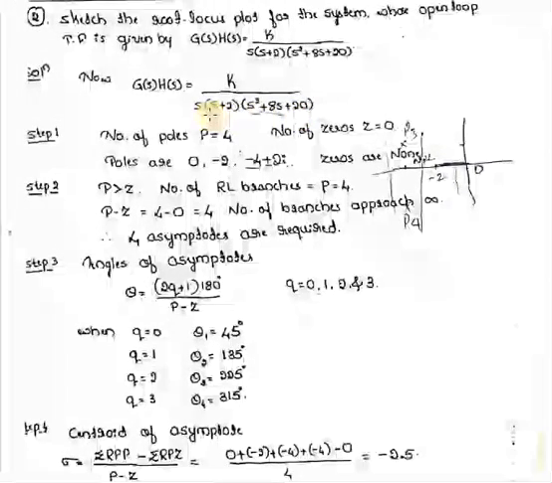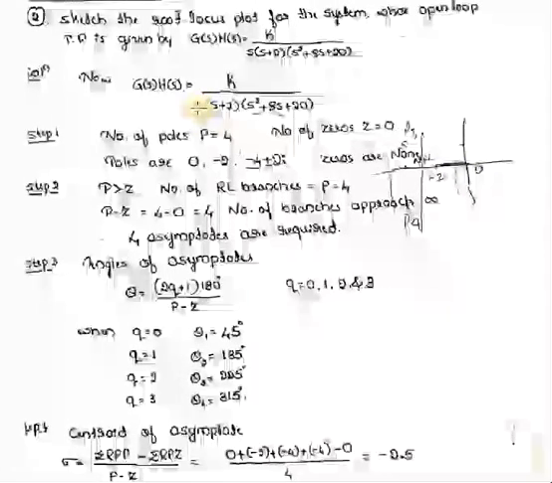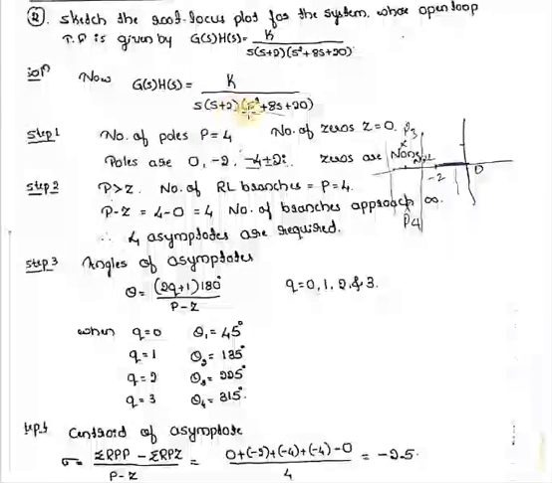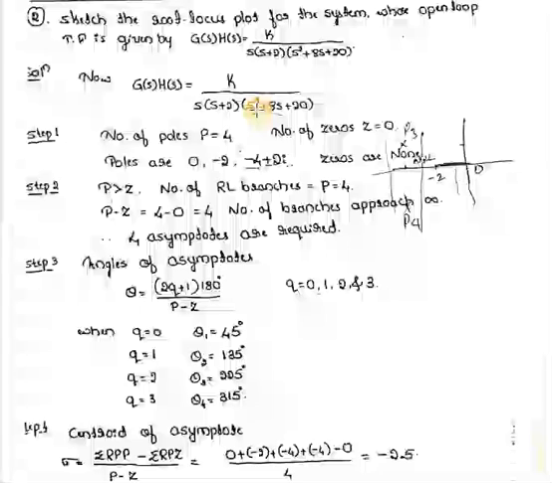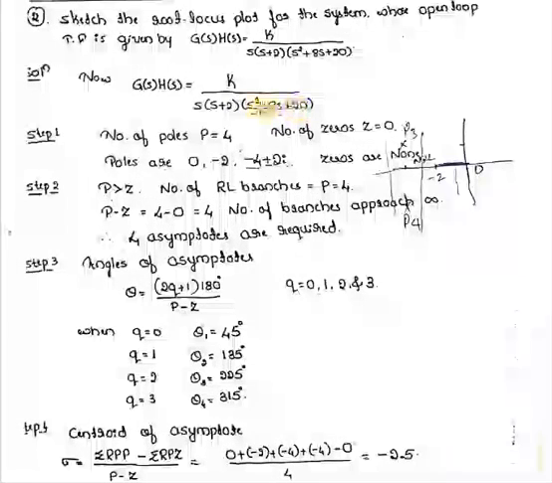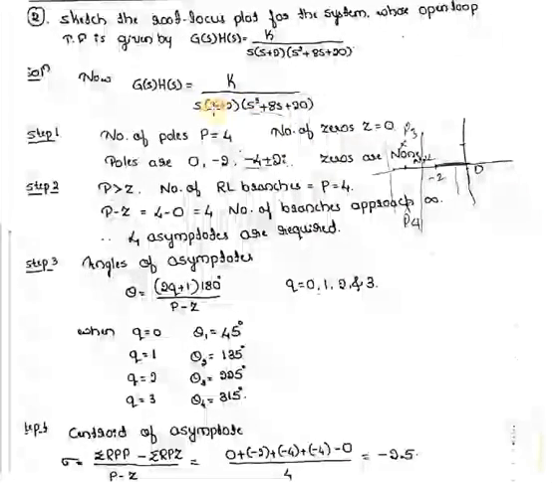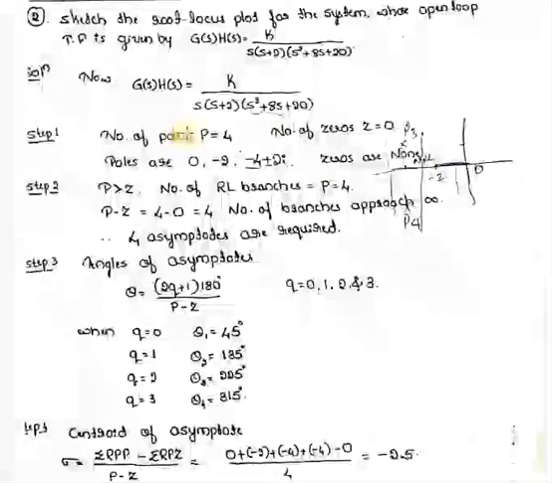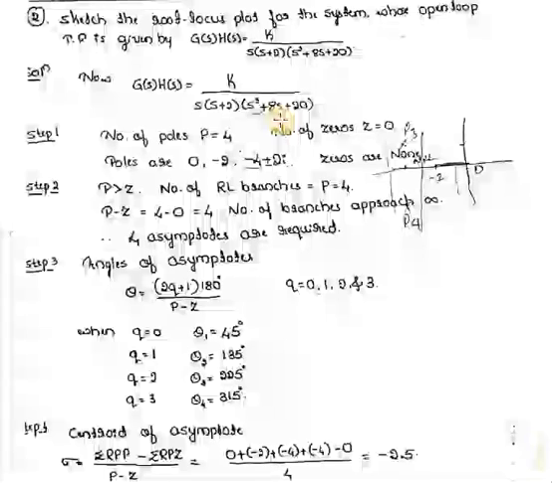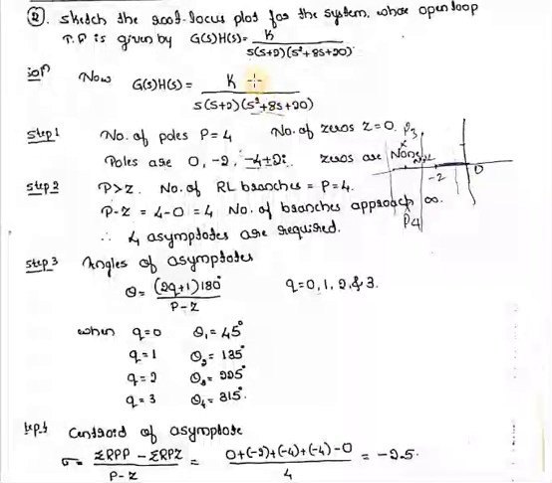Here there is one pole from s, another from s+2, and this is a second order equation, so if you solve it to find the roots, you will get two roots. That means there are two poles for this term. So the number of poles is 4, and since there is no term in the numerator, K is a constant, so the number of zeros will be 0.